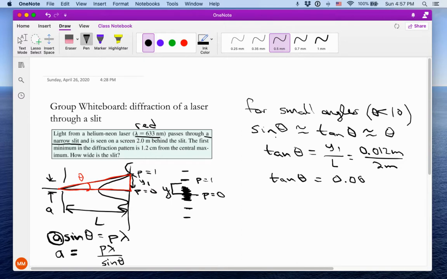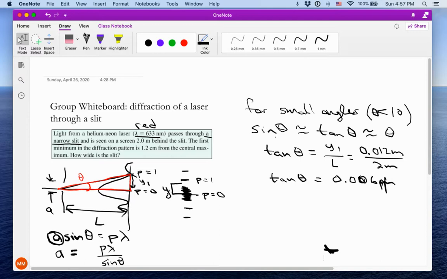So tan theta is going to equal 0.006. It's unitless, right? Because I'm talking about tan theta. So let's see if I can erase. Doesn't look like my eraser is going to work today. Let's try that. Nope. All right, so I'll just cross that out, I guess.